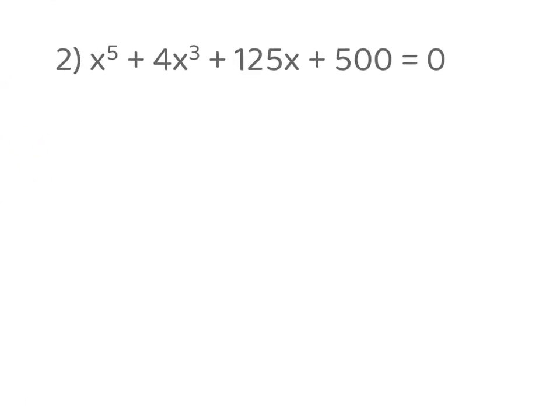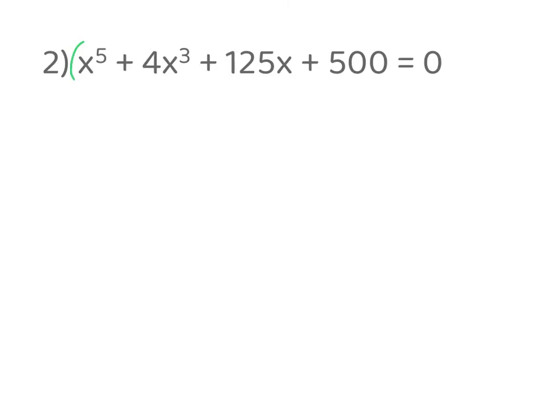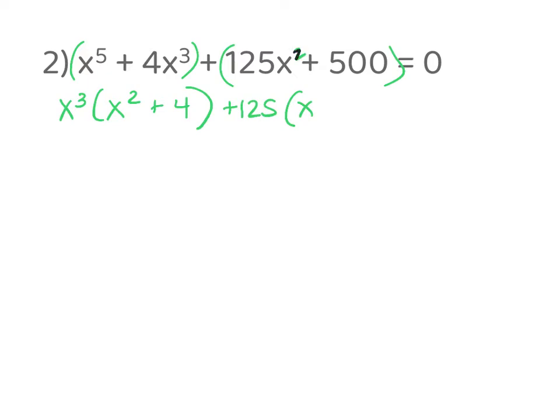Okay, number 2, I've got 4 terms, right? So I'm going to factor by grouping. So I'm going to group these 2 and these 2. What can I take out of that first set of parentheses? Good. So then I get x squared plus 4. What can I take out of the second set of parentheses? 125. And I get x, this should be, oh no, that was right, x squared. There's a typo. That needs to be squared. Sorry. Should be x squared plus 4 again.